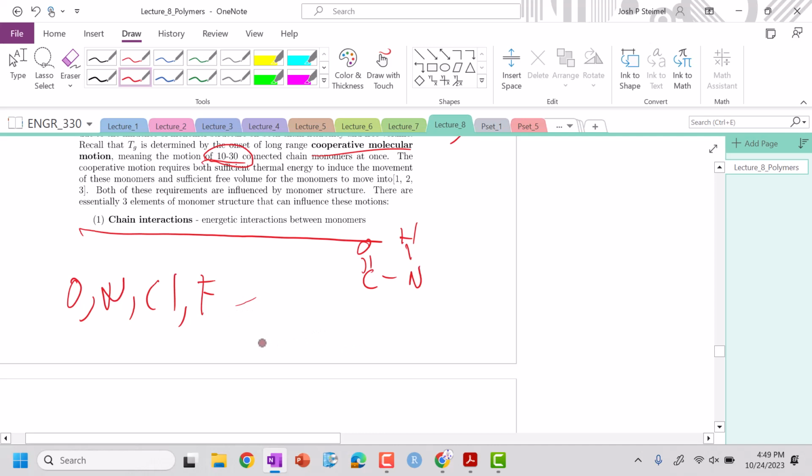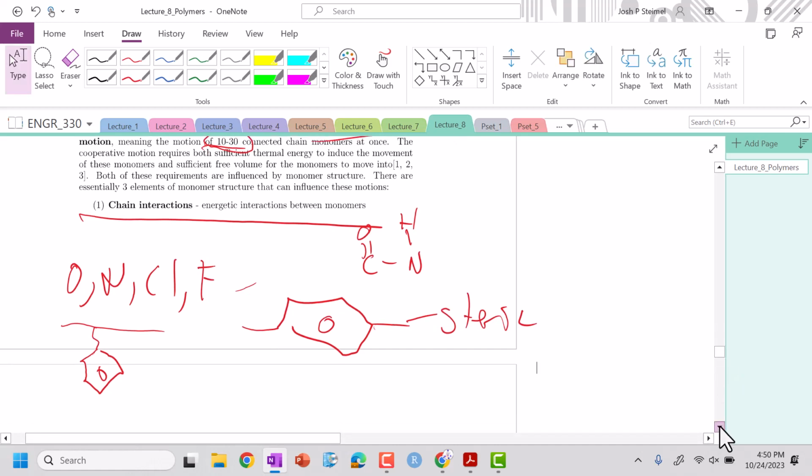Do we see within our backbone, or on the side chains, these large bulky groups that would indicate steric interactions? So big bulky groups that have to move past each other. Are there only van der Waals interactions? We need to investigate this.